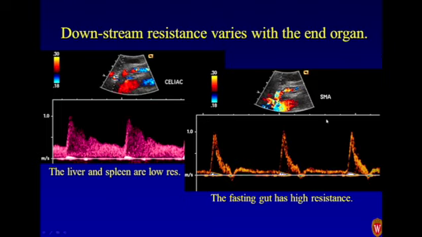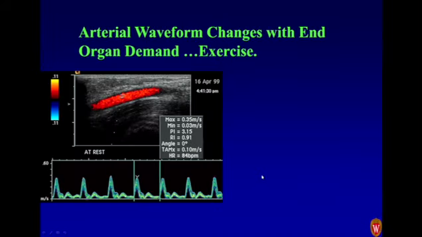The gut, on the other hand, changes its perfusion demand based on whether or not you've eaten. So a fasting gut really doesn't need a lot of flow. And so the body is smart. It will clamp down the arterioles within the gut and allow the blood to shunt to other parts of the body where it will do more good. If you gave this patient a meal, this will change from a high resistance to a low resistance waveform.